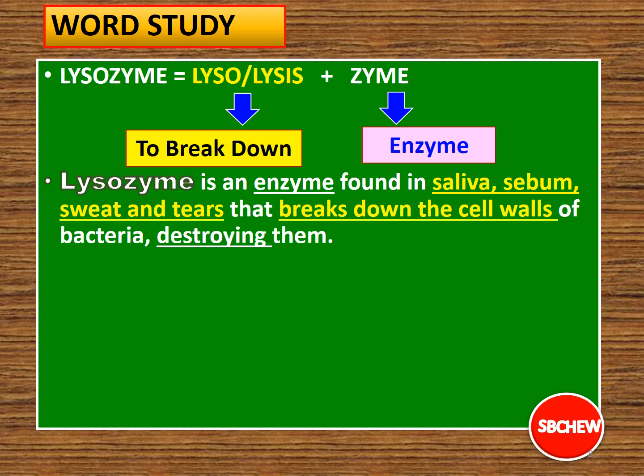Thus, the definition of lysosome is as follows. It is an enzyme found in saliva, sebum, sweat, and tears, the body fluids, that breaks down the cell walls of bacteria and destroys them. So, lysosome is a form of defense mechanism to kill any bacteria that tries to enter our body through the mouth or the skin or the eyes.